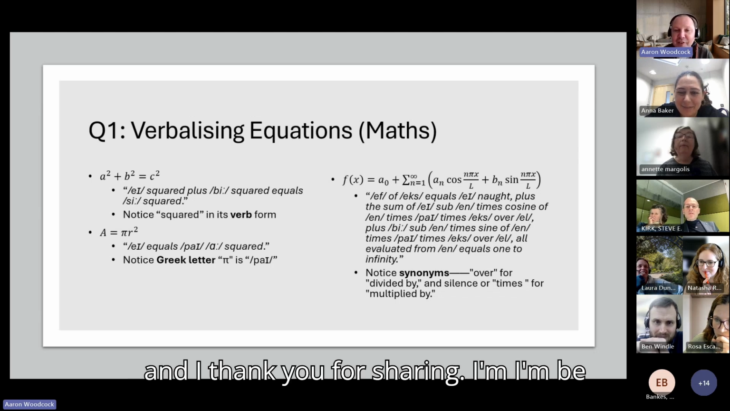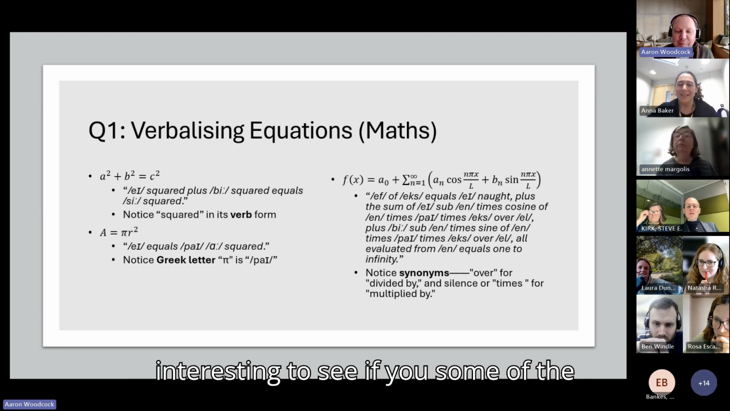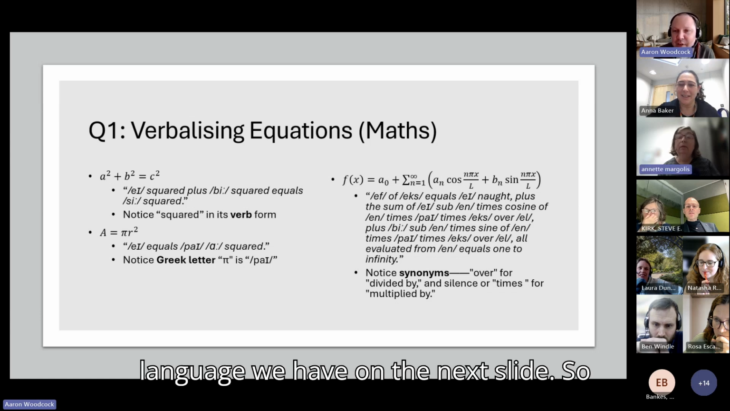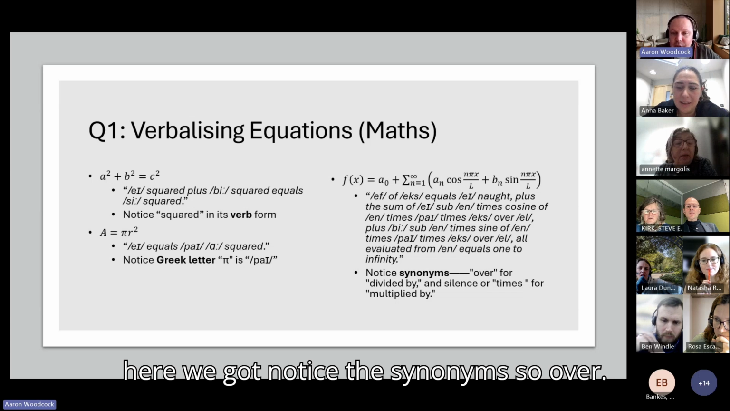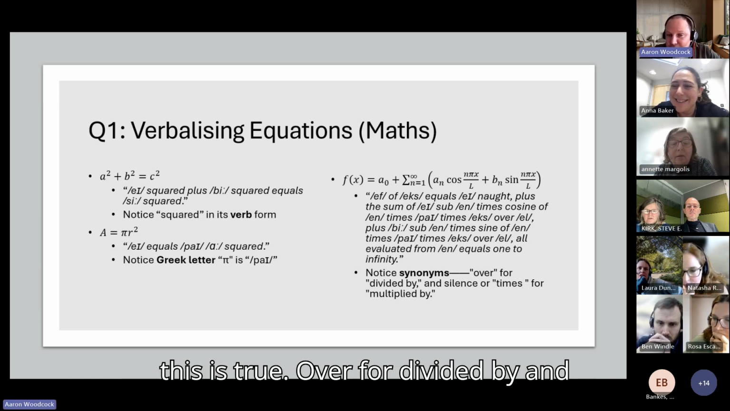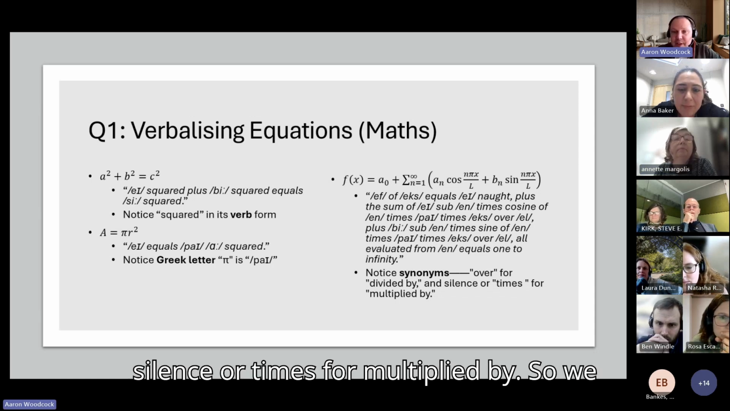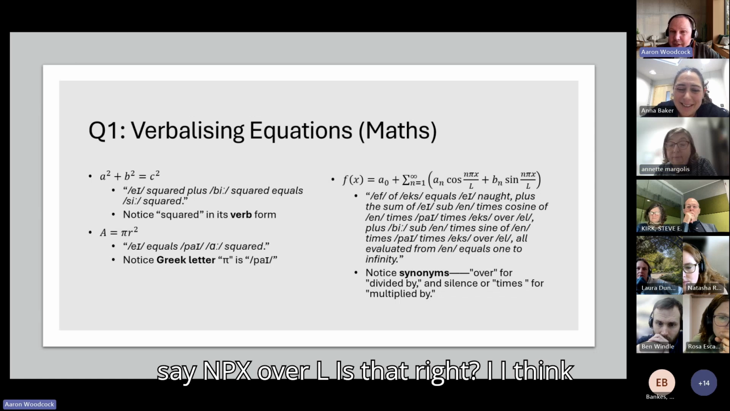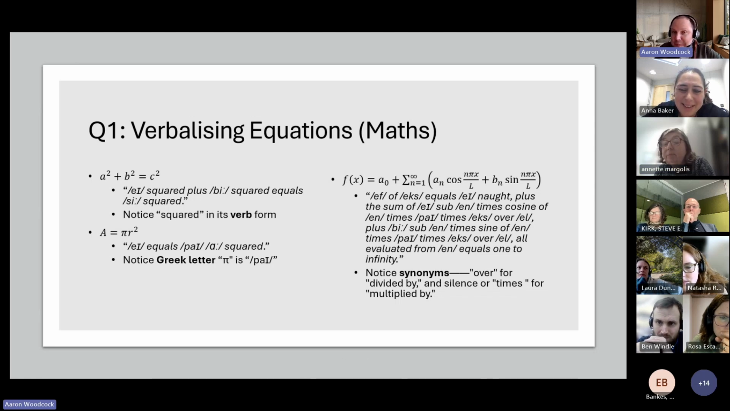So Anna, thank you for sharing. It'd be interesting to see if you use some of the language we have on the next slide. So here we've got, notice the synonyms. So over, Anna, correct me if I'm wrong, but I think this is true. Over for divided by, and silence or times for multiplied by. So we say n pi x over L. Is that right? I think it is.